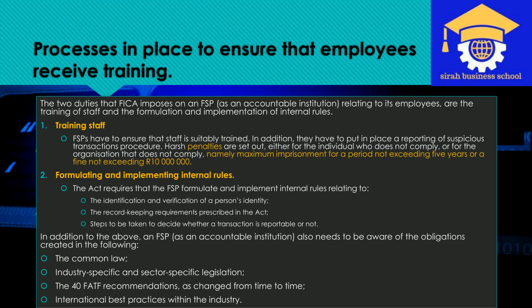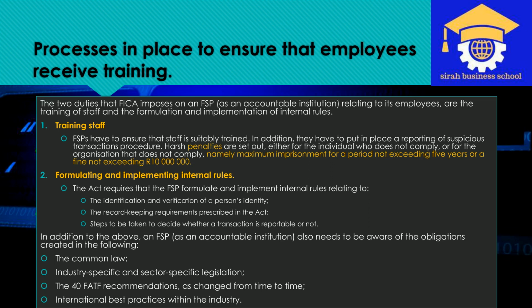1. Training staff. FSPs have to ensure that staff is suitably trained. In addition, they have to put in place a reporting of suspicious transactions procedure. Harsh penalties are set out, either for the individual who does not comply, or for the organization that does not comply, namely maximum imprisonment for a period not exceeding 5 years or a fine not exceeding R10,000,000.